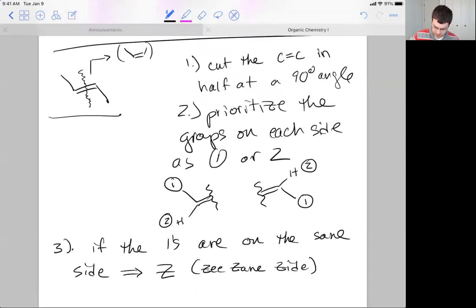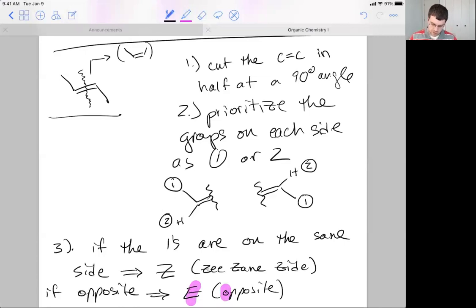However, if opposite, then we're E, because opposite starts with a vowel, O, and E is a vowel. Okay, so what do we think?